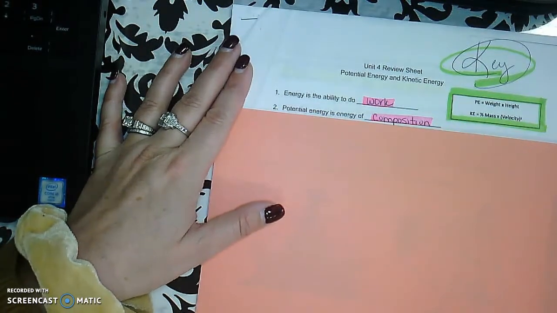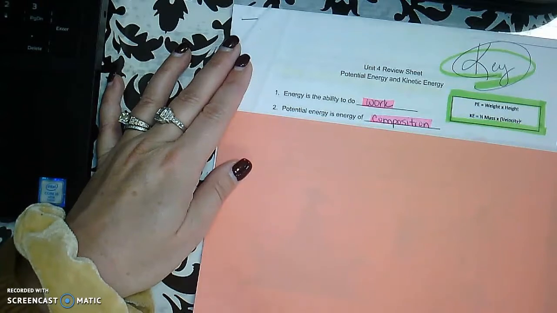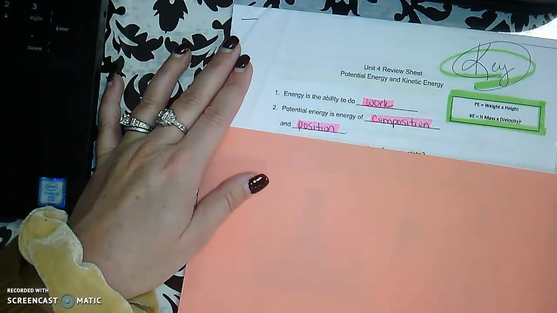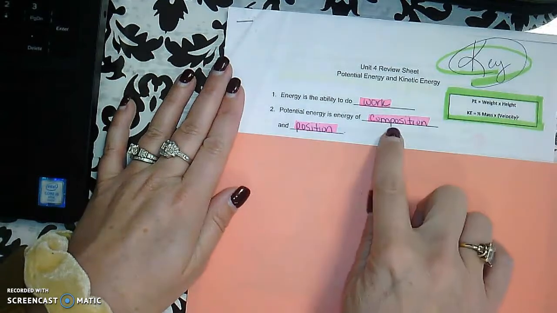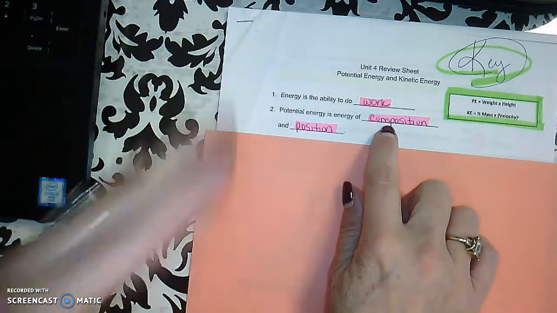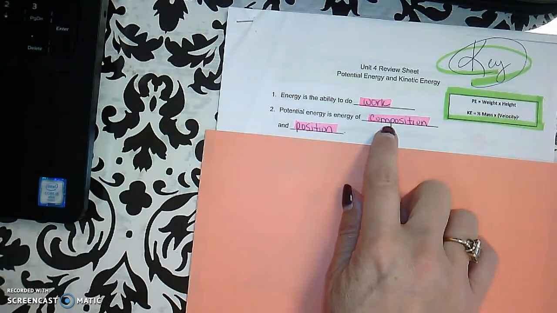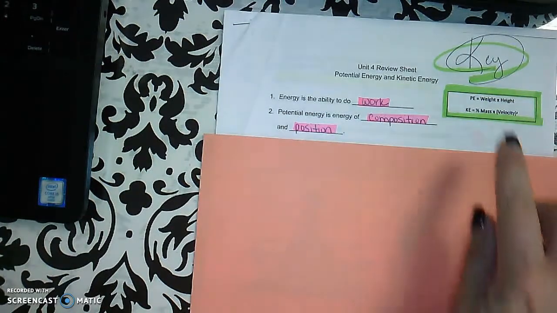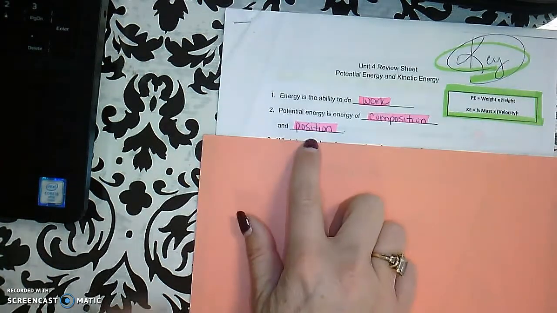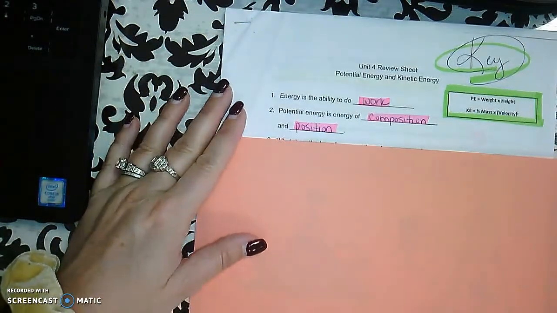And then potential energy is energy of composition and position. Composition is what things are made of, what they're composed of. Things like food, like gasoline, like batteries, because of what's inside of them. And then position is based on this formula of things being lifted high off the ground.